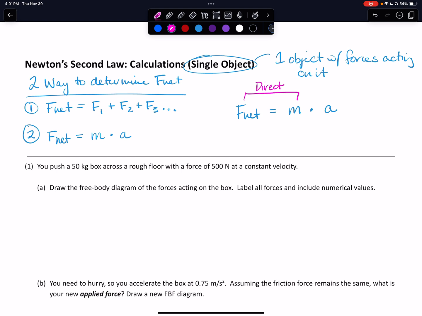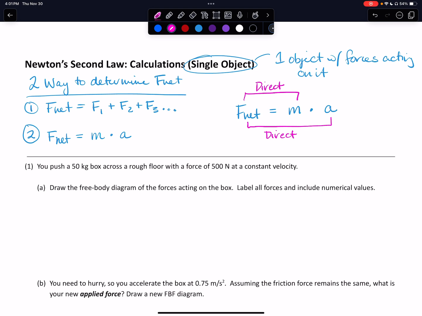We can also look at the relationship between F net, the net force, and acceleration. It also is reasonable that if you apply more and more force to the same mass, you're going to see its acceleration value go up and up and up. So again, this is a direct relationship between these two variables.